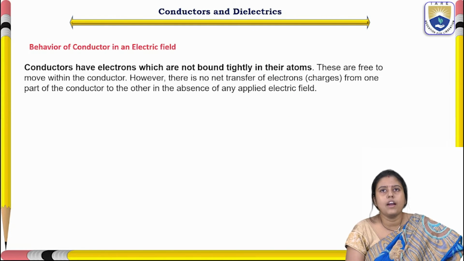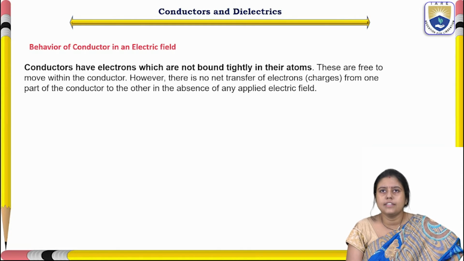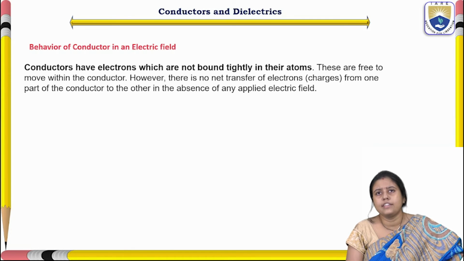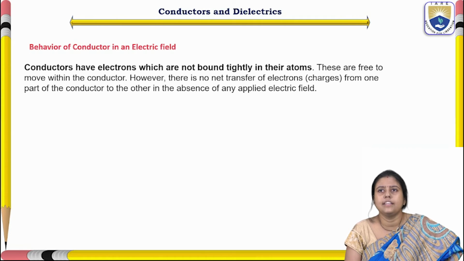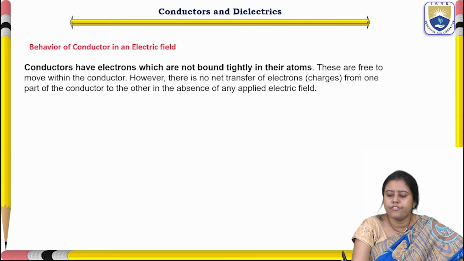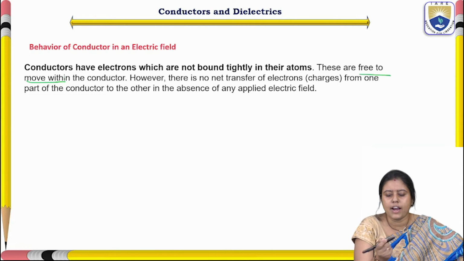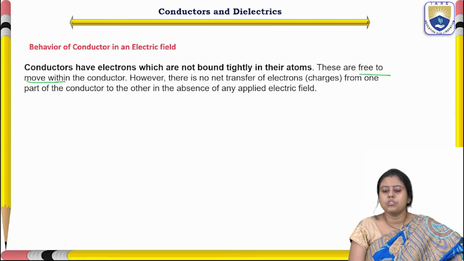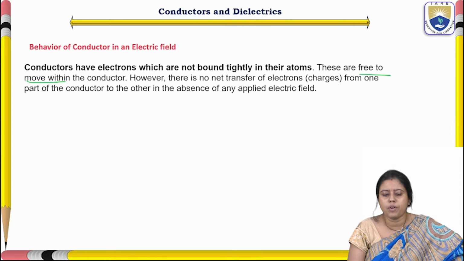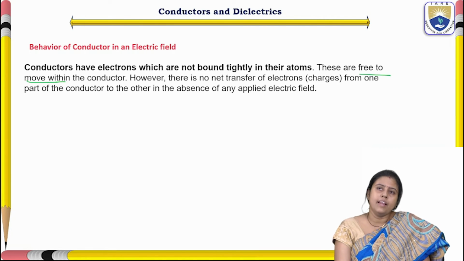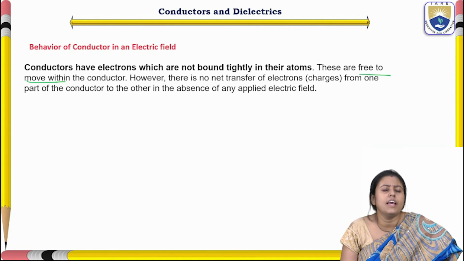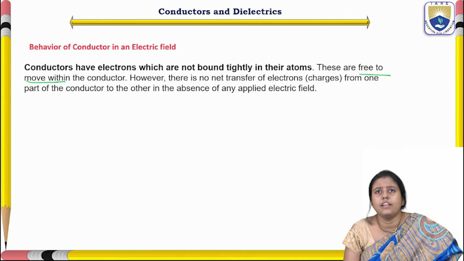So what is the behavior of a conductor in an electric field? Conductors have electrons which are not bound tightly in the atoms. So why conductors? Conductors have some free electrons which are not bound tightly in their atoms. So these are free-to-move electrons. However, there is no net transfer of electrons from one part of the conductor to another part in the absence of an electric field. If there is no electric field, there is no movement of the free electrons.